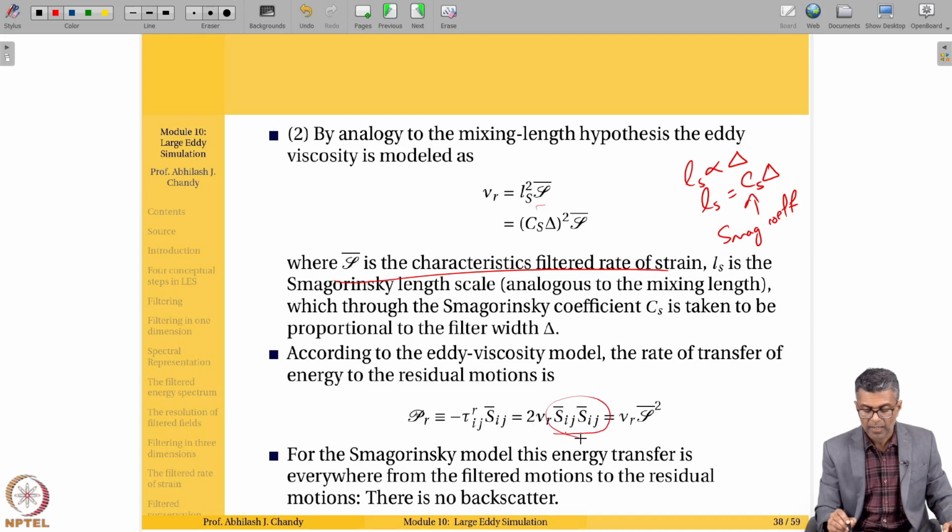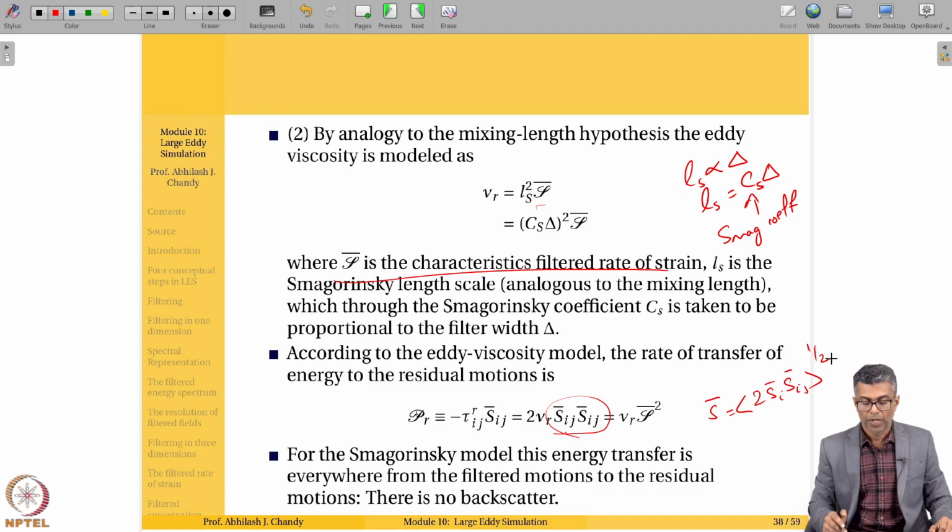And this right here is S bar squared divided by 2. Why? Because that is how the magnitude of a tensor is defined anyway. S bar is the square root of 2 Sij bar Sij bar. So essentially, this becomes nu r S bar squared.